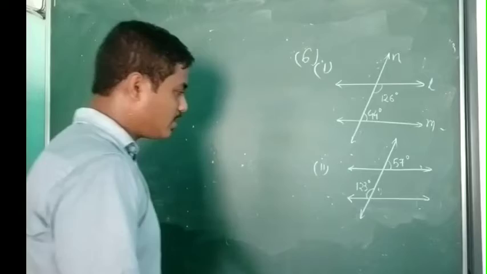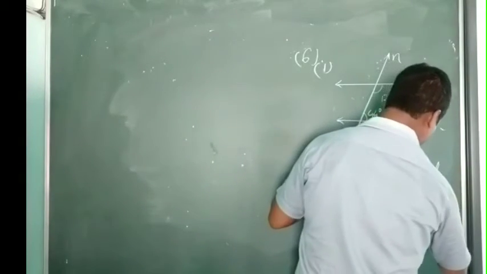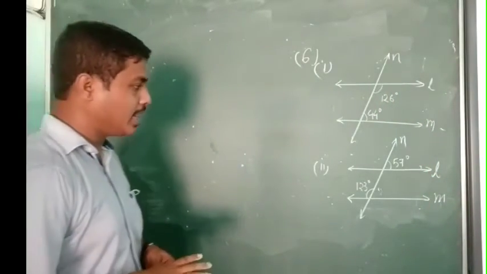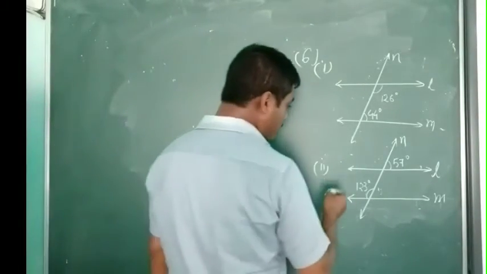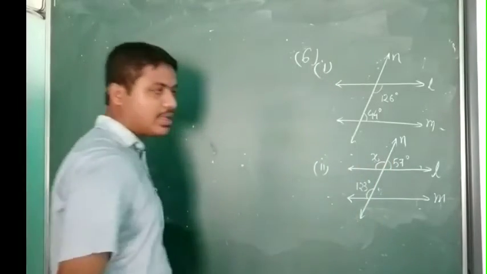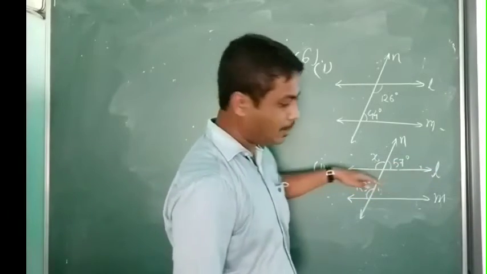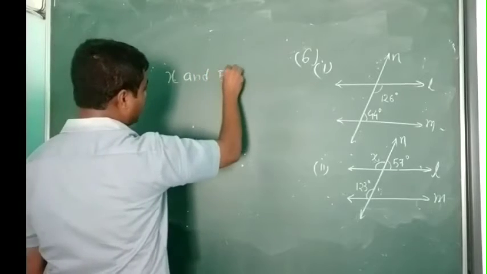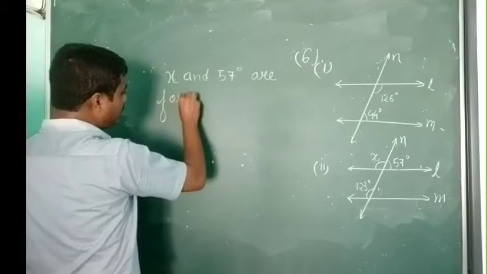Our next question is, we need to prove again whether the lines L and M are parallel or not. We have a transversal N. The transversal N is making angles of 57 degrees and 123 degrees. Let us find out this angle. Let it be considered as X, since this 57 degrees and X are forming a linear pair.